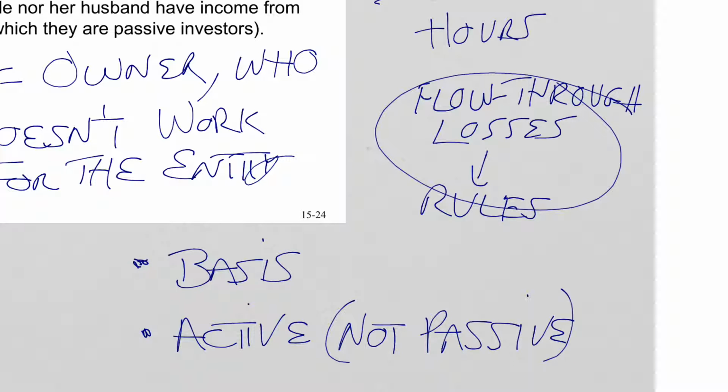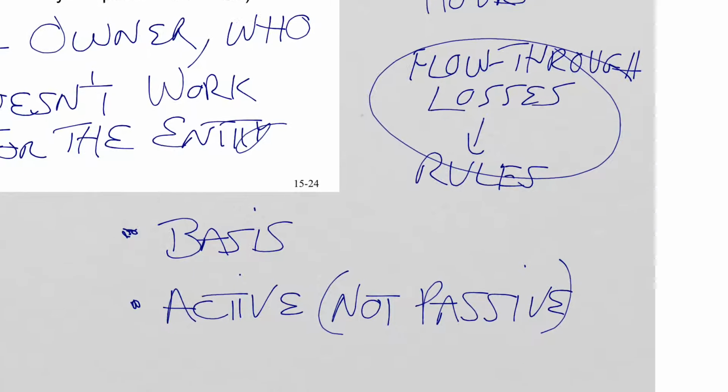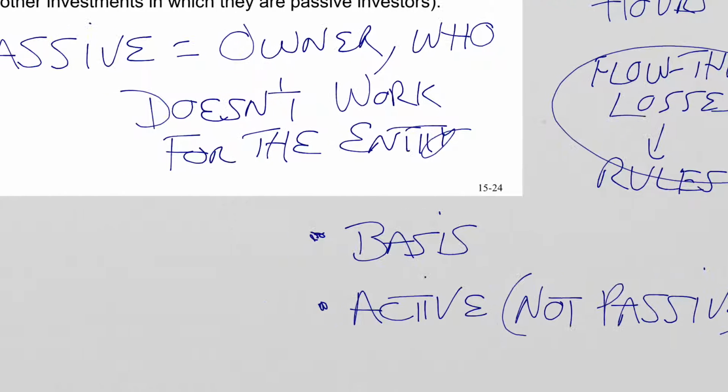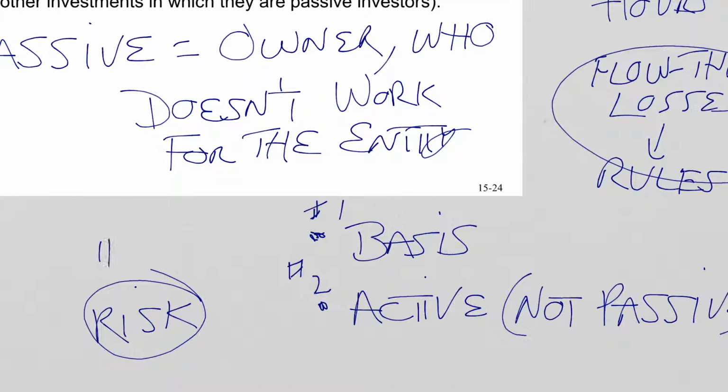For now, then, just get the gist of what we're talking about. The details will come later as to what all this means. And finally, not only do they have to have basis and be active, but finally, run out of room here, I think, so go over here. Finally, the third test is they have to have risk. So there's going to be 3 tests. Number 1, basis. Number 2, active. And number 3, risk. That's reserved for a later chapter in much more detail.